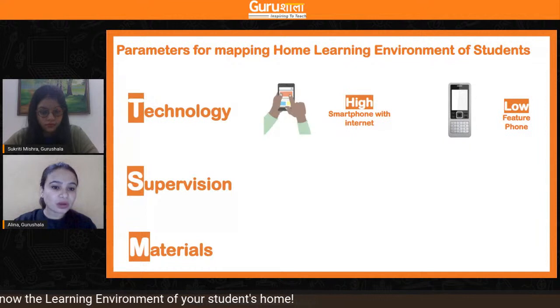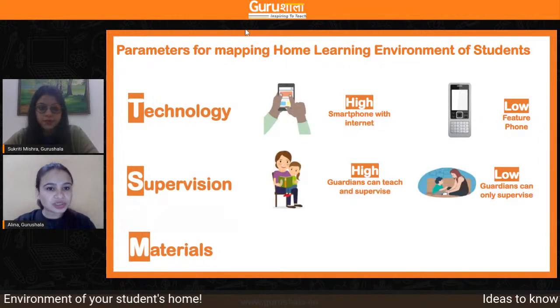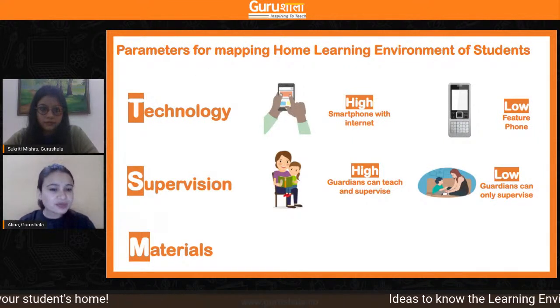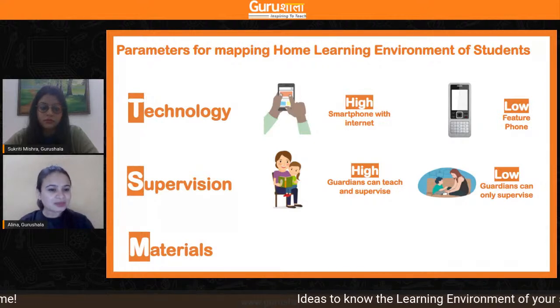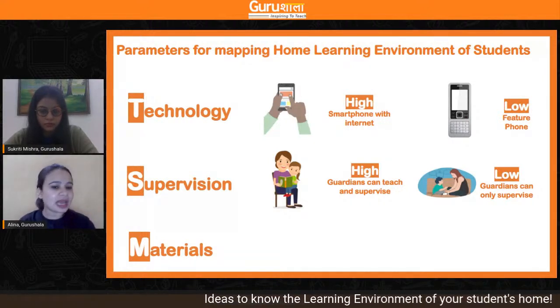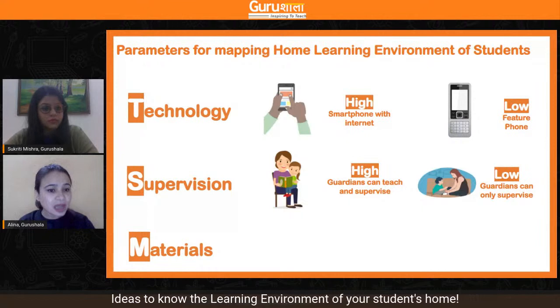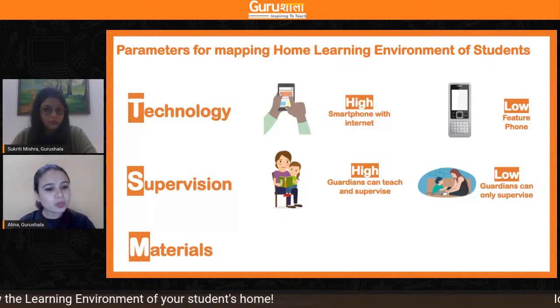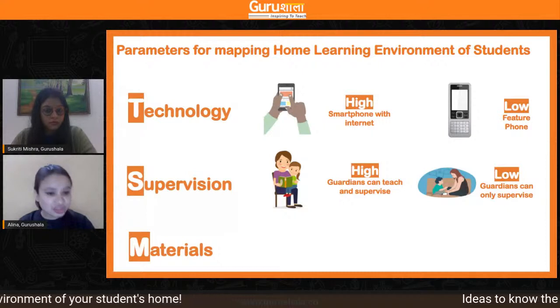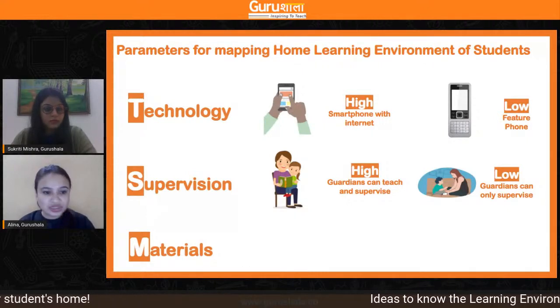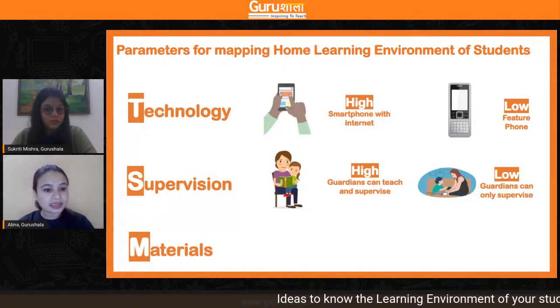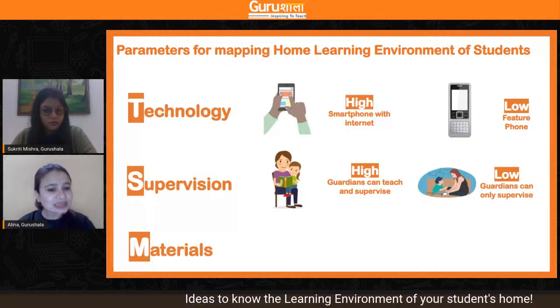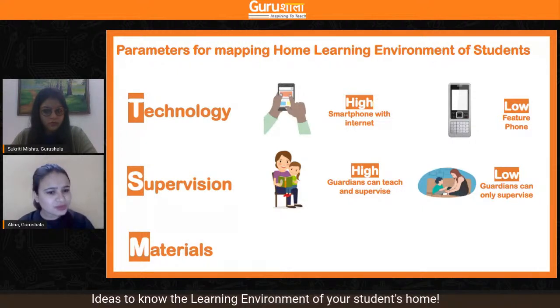Moving ahead, if we talk about supervision, like we talked about, it is very important. If there is high supervision available at the students' end, for example, if there are elder siblings, guardians, or parents who are present to help students in their studies, then you can give teaching materials, questions, assessment tests, or even projects that involve supervision by parents to some extent.